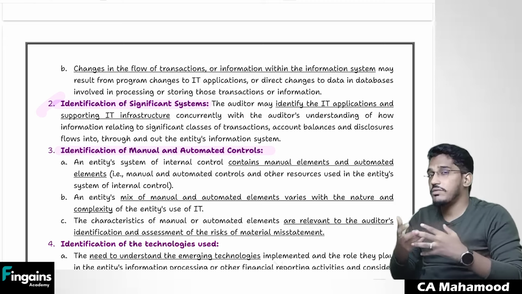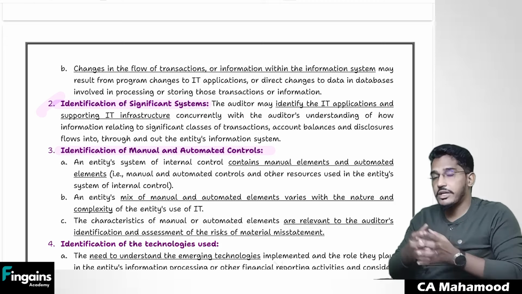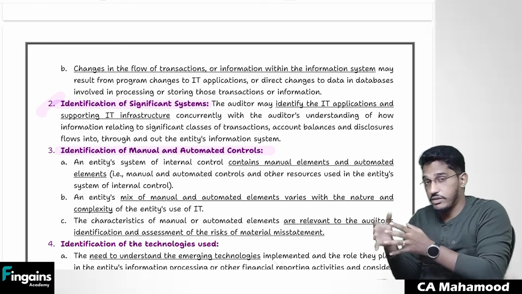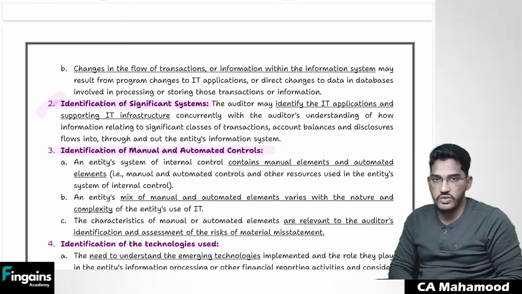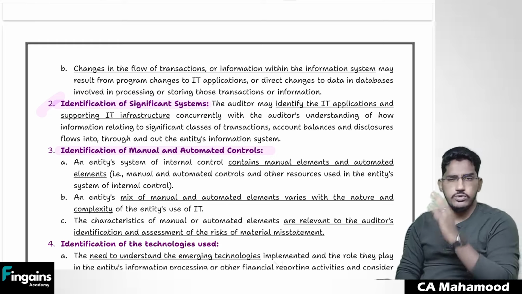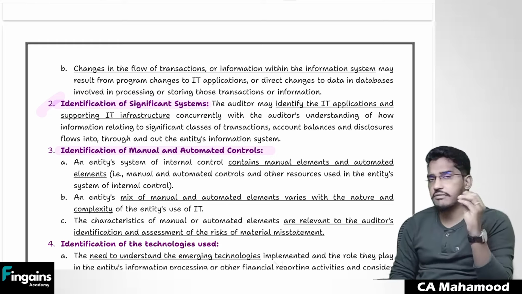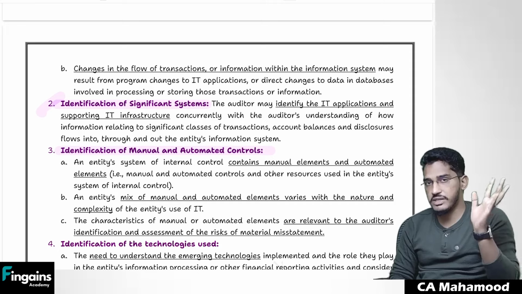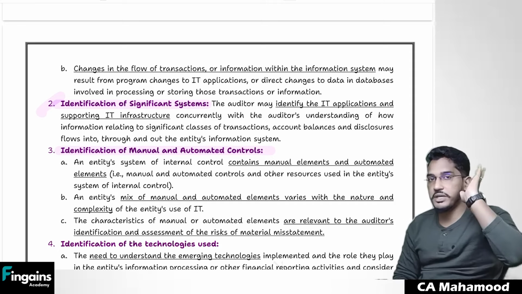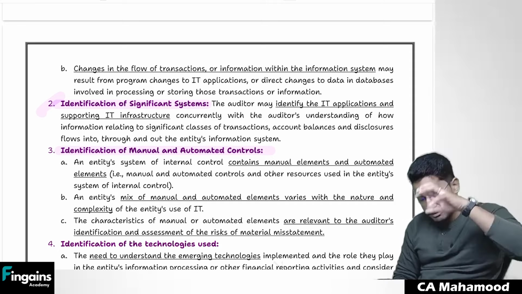You tell me which control will always be better. Will manual controls be better or will automated controls always be better? Automated controls will always be better than manual controls to the extent possible. Wherever there is suitability, wherever there is a possibility, the organization should go for automated controls. If automated control is not possible in one area, in those areas the management should implement manual controls. So to the extent possible, wherever there is scope, try to implement automated controls.